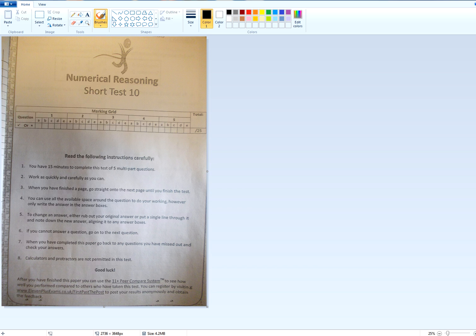Numerical reasoning, short test 10, CEM Durham University style papers. We're going to go through this test paper one question at a time. So let's go to the next page then.